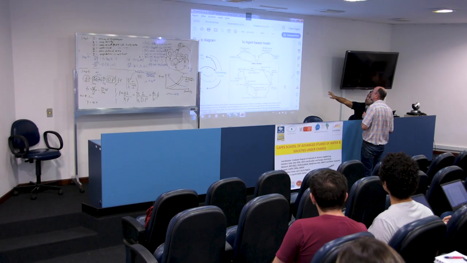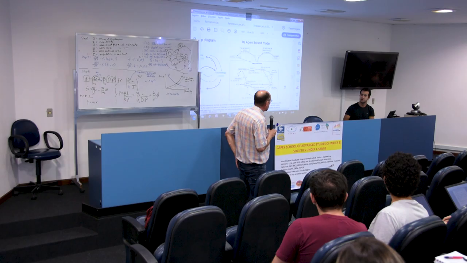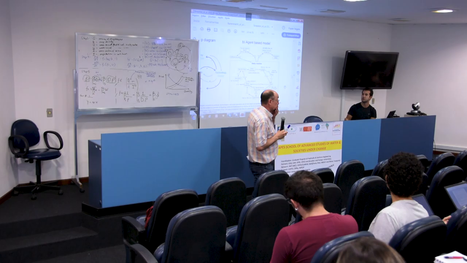Sorry, what's the difference between this agent-based model and the distributed-based model for water resources? I mean, for example, if you want to understand different processes at different points of our study case, how can we differ this agent-based model, for example, how people are consuming water? Yes.